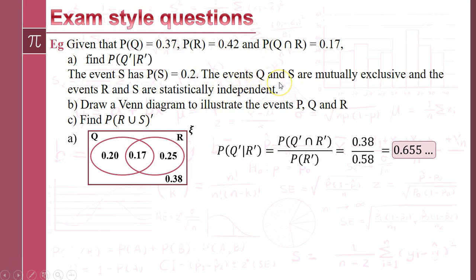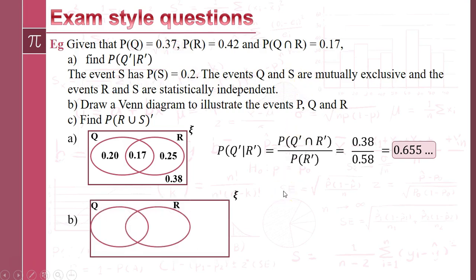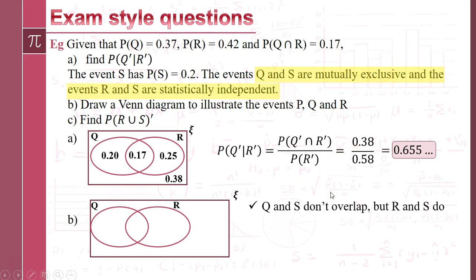We're now chucking a third event into the mix. And we've got event S with the probability. And we're given some information about Q and S. We're told they're mutually exclusive, and we're told that R and S are independent. Let's first of all focus on the mutually exclusive part of it. Well, that's telling us that Q and S are not going to overlap because they're mutually exclusive, but we're not told anything about R and S, so we're going to assume that they do overlap. So what I'm going to do is put my extra circle in there.